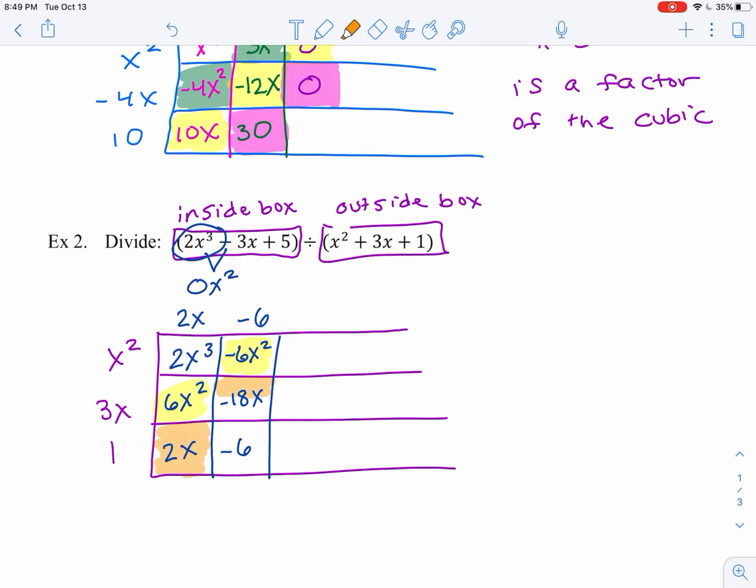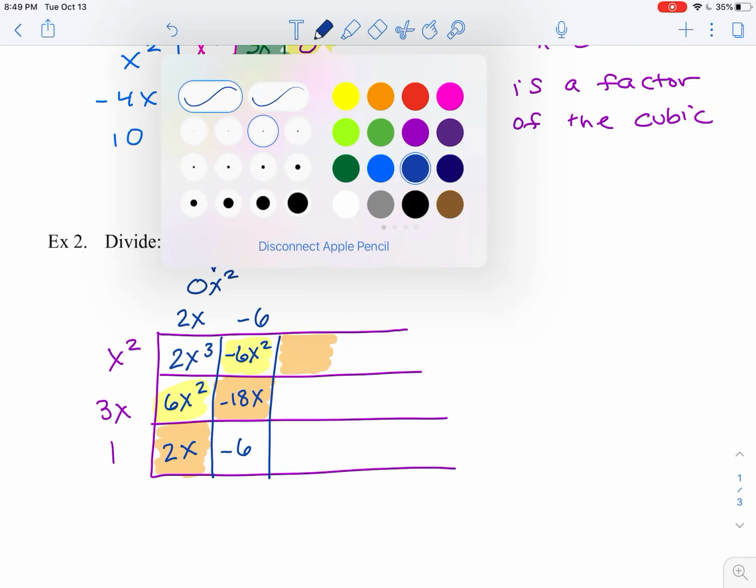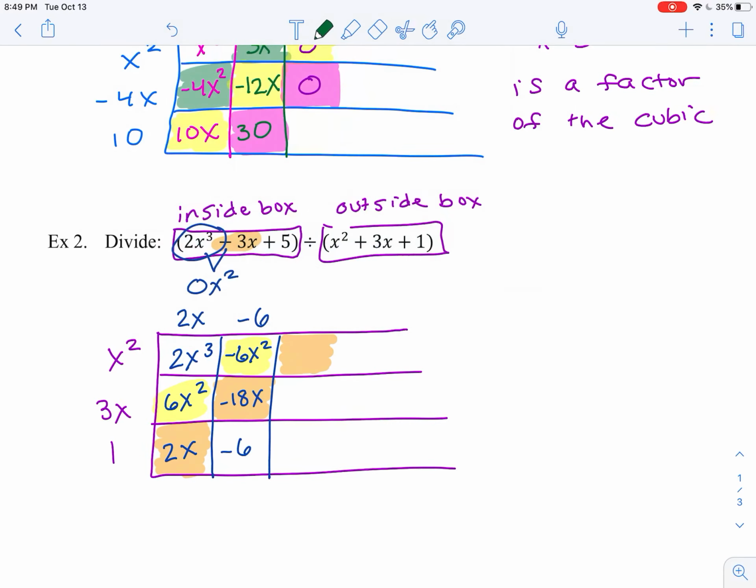2x, negative 18x, and whatever goes in this box right here would need to combine to make my negative 3x. So right now I have negative 16x, and I want it to be negative 3x. So what do I need to put in that blank? I need to put a positive 13x so that 2x, negative 18x, and 13x would give me that negative 3x.